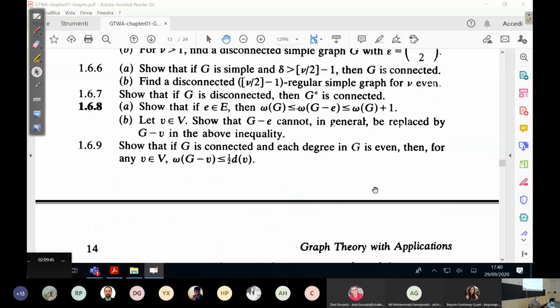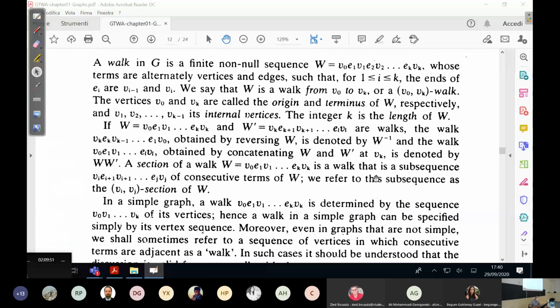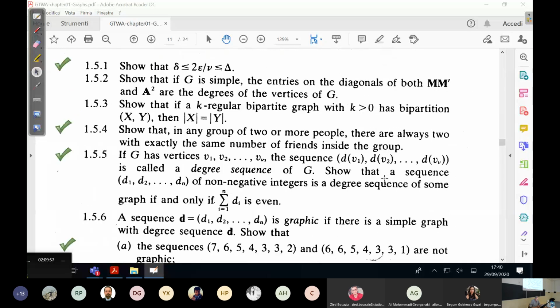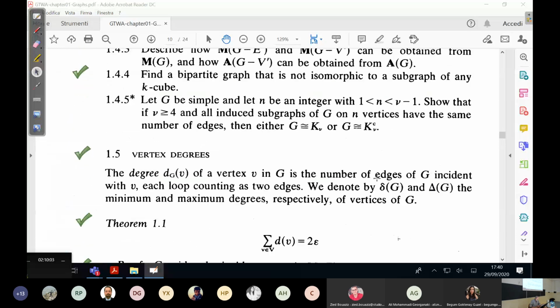All right. I think we are left only with that terrible one. Where is it? This. Find a bipartite graph that is not isomorphic to a subgraph of any KQ. Has anybody tried? I tried to think about it, but I didn't find a solution. It is very difficult. Professor, I also tried and I think found one solution.